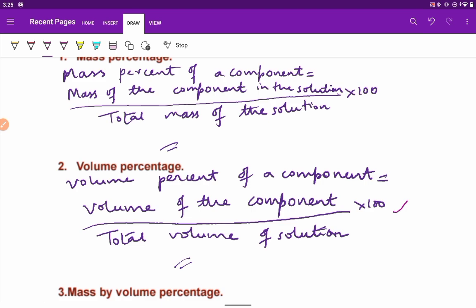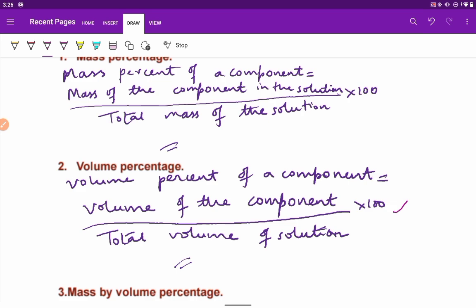Let's say we have a 10% ethanol solution in water. What does it mean? It means that 10 ml of ethanol is dissolved in water and the total volume of the solution is 100 ml. I repeat again. If we say that we have a 10% ethanol solution in water, we mean that 10 ml of ethanol is dissolved in water, so that we get a solution, and the total volume of the solution is 100 ml.